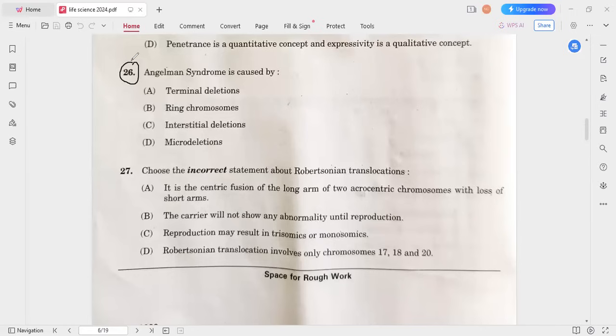So Angelman syndrome is usually caused by deletions, particularly microdeletions of chromosome 15, where the maternal chromosome 15 is missing in Angelman syndrome. So option D, microdeletions, is the correct answer for question number 26.